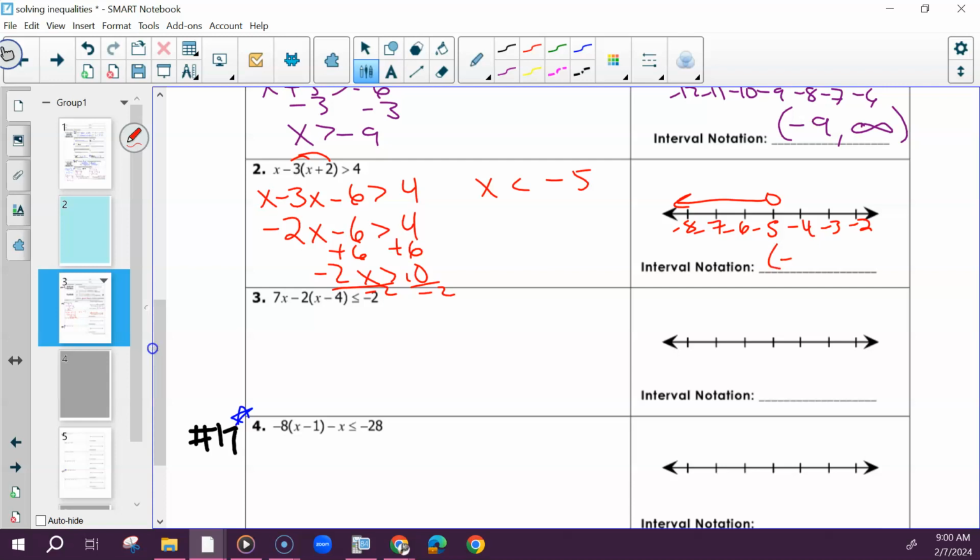You're always reading left to right. And then where does this stop? Negative 5. It's open, so parentheses. Have any questions so far?